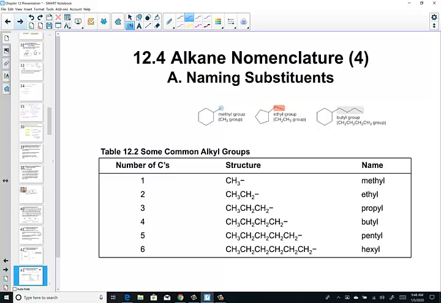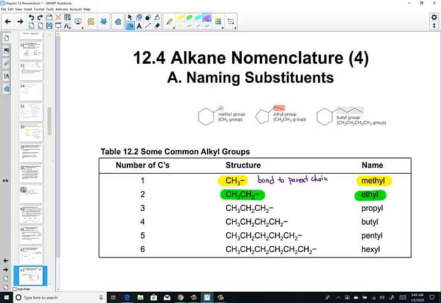If the substituent has one carbon, the structure is CH3, then a dash. This dash represents the line that's going to bond to the parent chain. We hear that named methyl. So the structure CH3 dash, the name methyl. If we have two carbons in the substituent group, you notice CH3, CH2 dash, where that dash represents the bond back to the parent chain, and you'll hear it called ethyl.